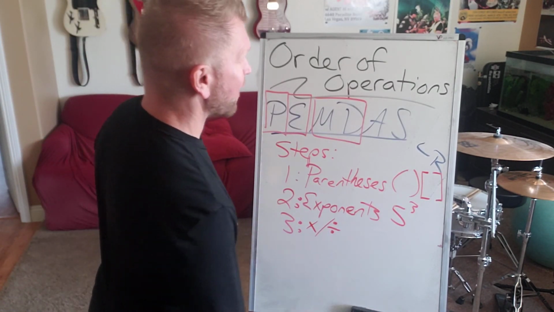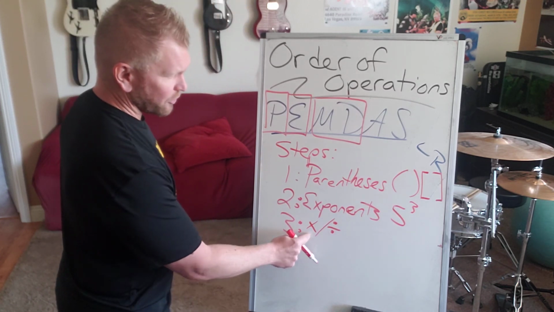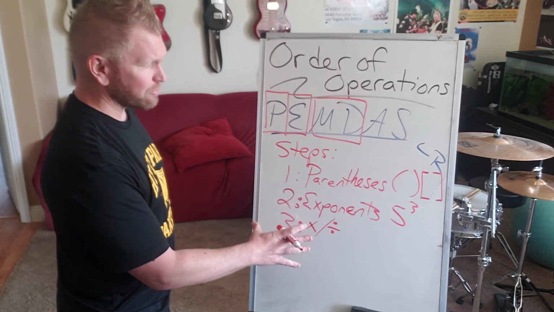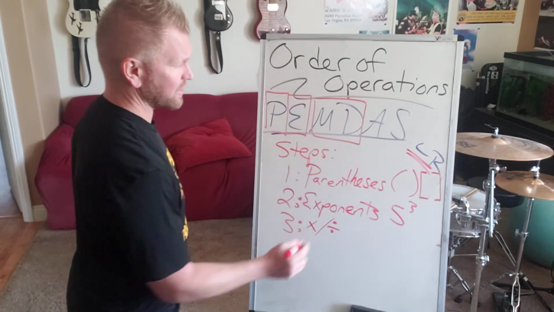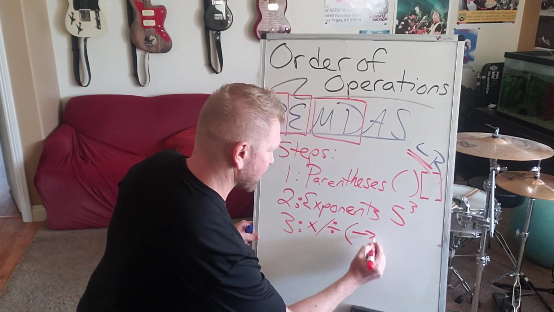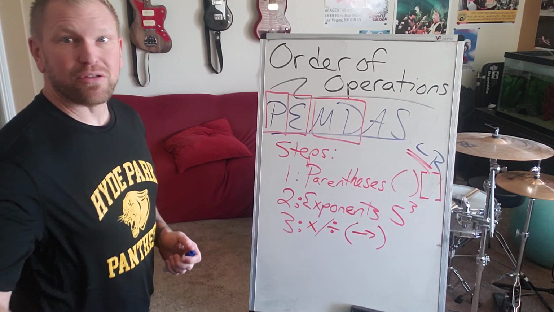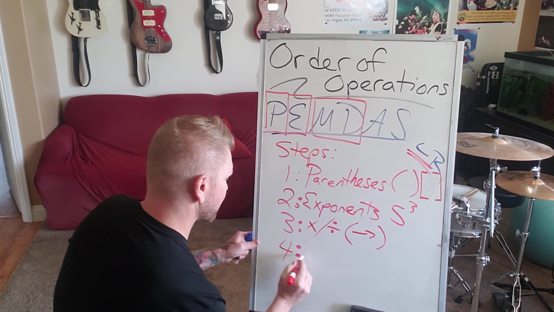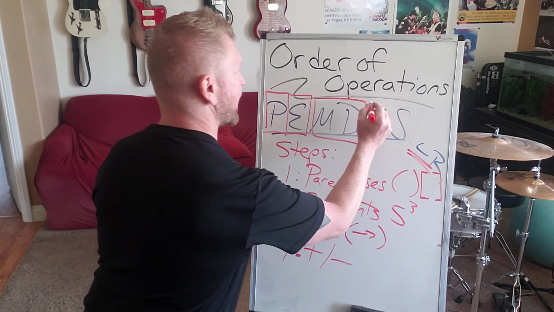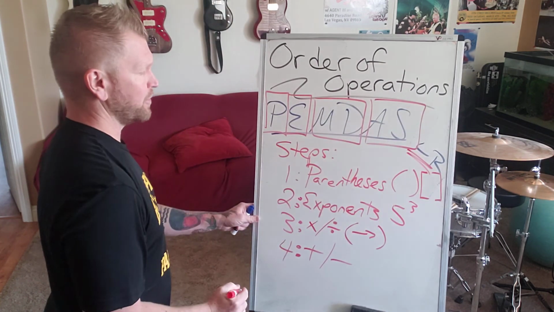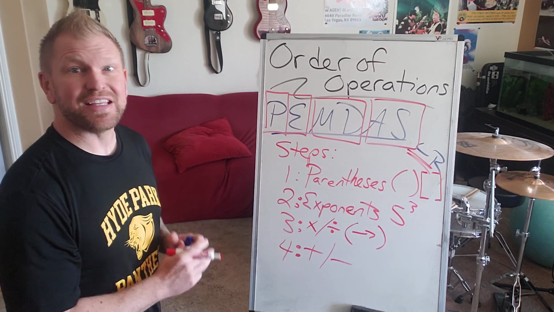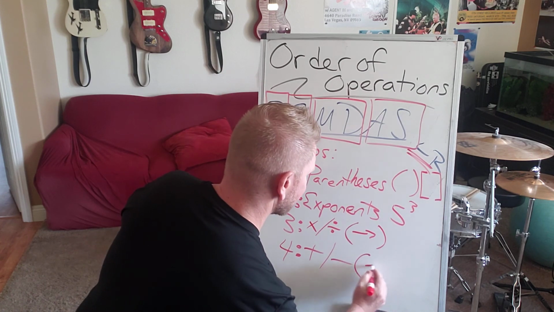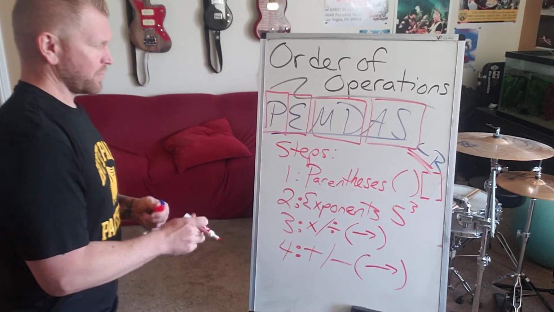Now, that's where the loud radio part comes in. If there's multiply and divide in the same problem, you have to go left to right. So that's the loud radio, left to right. Step 4 is add and subtract in the same step. So if there's adding and subtracting in the same problem, once again, do them from left to right.